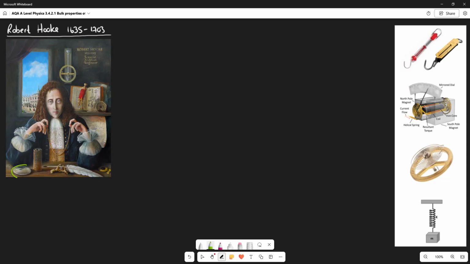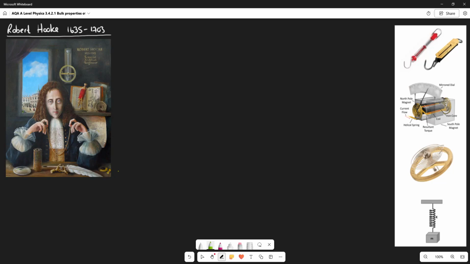In front of him on the table is a lens. He did a lot of work with optics and even inferred the wave theory of light. He was able to explain a lot of phenomena, such as the expansion of objects by heat and the pressure of air due to particles. In front of him is a spring, and inside this pocket watch is a balance spring, allowing it to keep time.